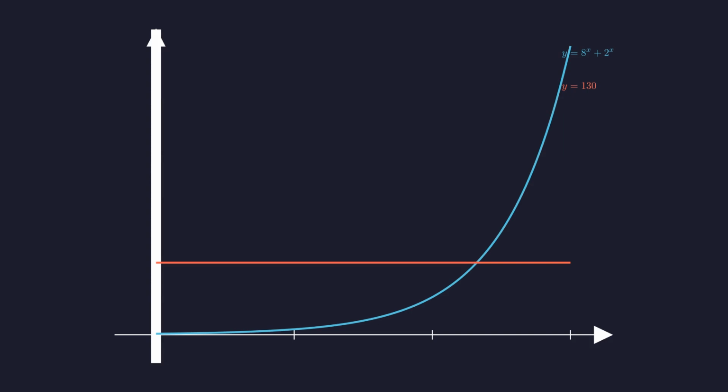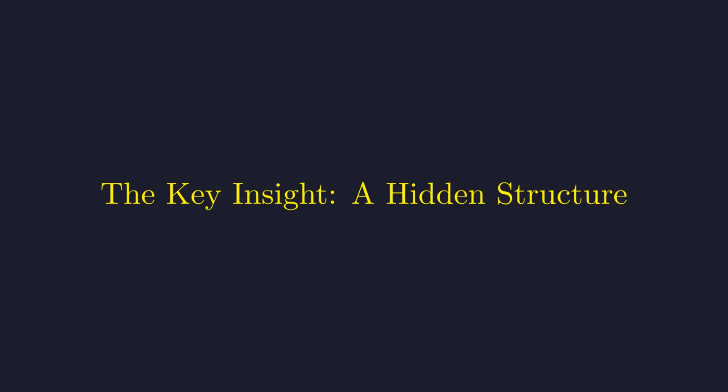As you can see, the steep curve crosses the line at exactly one point. Our mission is to find the precise x-coordinate of that intersection. This visual check gives us confidence that there is one and only one real solution. So, let's find that solution.